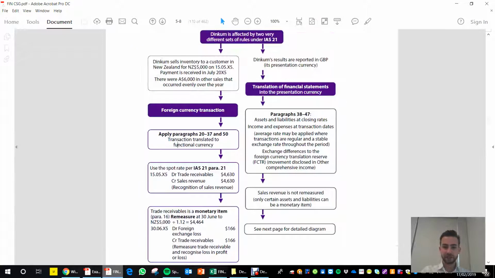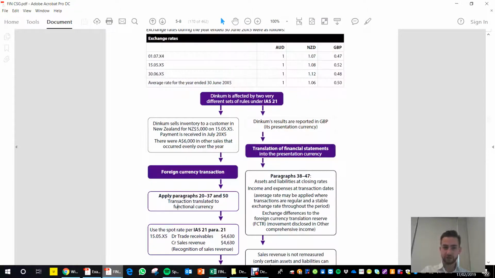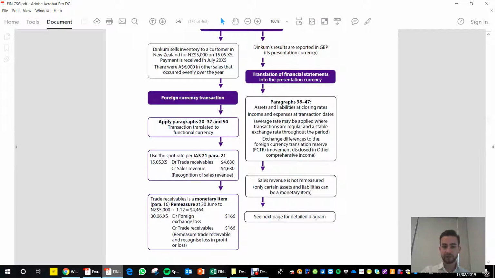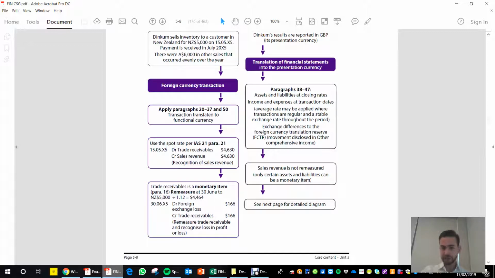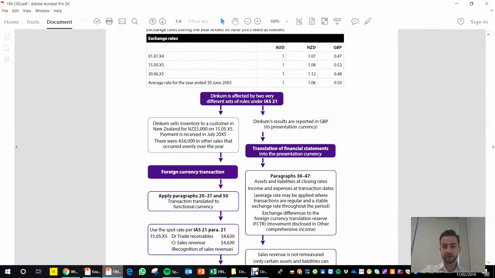So basically, we take the full amount, the $5,000, divide by 1.12. What do we get? Sorry, a lower amount, and it's the difference between that and the new exchange rate. So we need to reduce our trade receivables by $160 because it's a lower amount that we're going to receive. And the other side goes through our P&L to foreign exchange loss. So that's really simple foreign currency transactions.